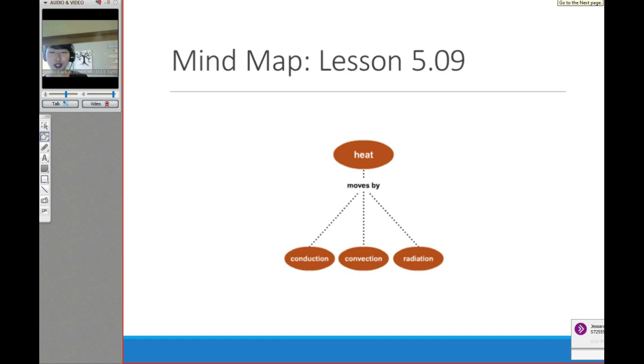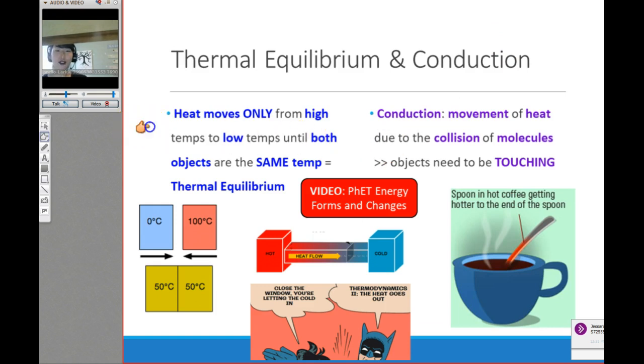Okay, so let's talk about the 3 ways that heat can move. So first of all, heat only ever moves from high temperatures to low temperatures until both objects are actually the same temperature, which we call thermal equilibrium, right? Thermal meaning warmth, and equilibrium, what does this word look like? What word do you know that sounds very similar to equilibrium? Tell me in the chat box. What word do we actually already kind of know in here? Yeah, equal, right? It's until they are equal in heat.